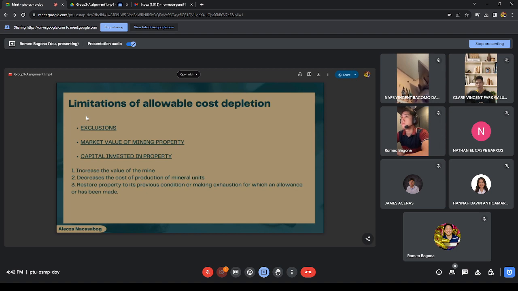So the last one is the capital invested in property. The allowable cost depletion deduction shall be limited only to the extent of the capital invested in the particular mining property. Accumulated exploration and development costs of the same mining area shall also include those that: number 1, increase the value of the mine; 2, decrease the cost of production of mineral units; and 3, restore property to its previous condition or make good exhaustion for which an allowance has been made.